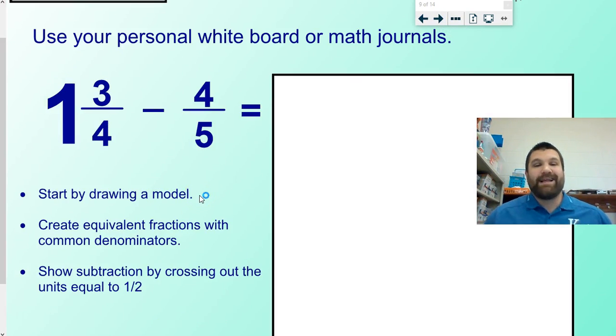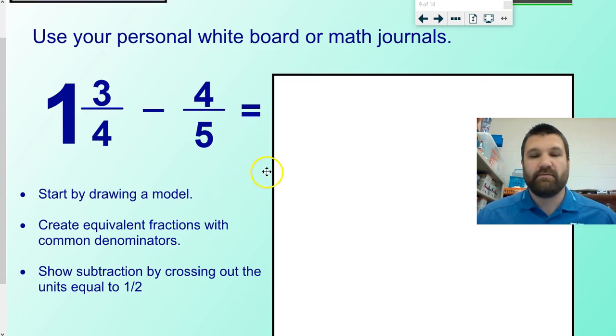So we've got 1 3/4 subtract 4/5. I want you to start by drawing a model, create equivalent fractions, and then I want you to show the subtraction by crossing out the units. Go. Oh, sorry. You should have paused. Pause. Pause. Ready? Here we go.